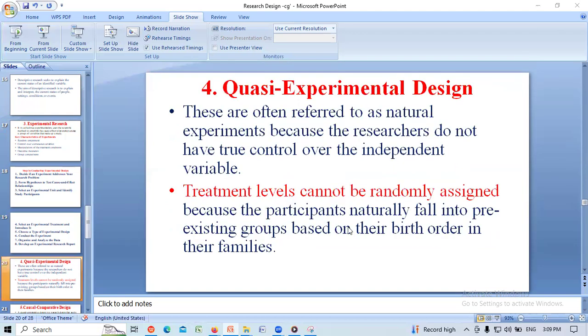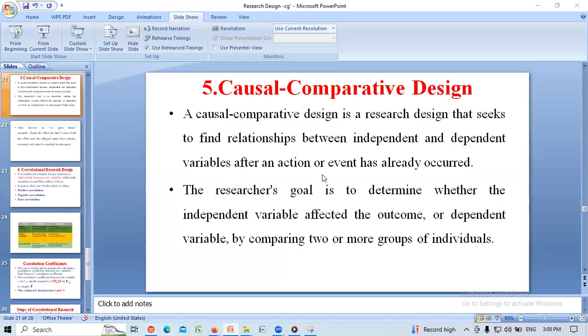Quasi-experimental designs are often referred to as natural experiments because researchers do not have true control over the independent variables. Treatment levels cannot be randomly assigned because the participants naturally fall into pre-existing groups, based on their birth order in the families.